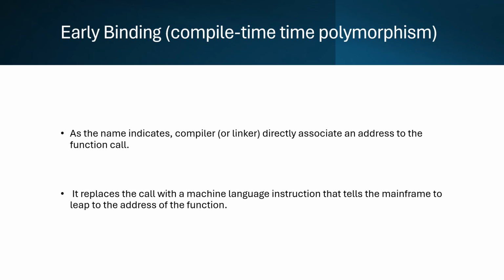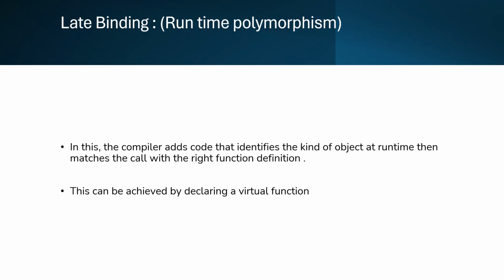As the name indicates, the compiler directly associates an address to the function call. At compile time itself, if we call the function, the address is associated to it. It replaces the call with the machine language instruction that tells the processor to jump to the address of the function. Now late binding, runtime polymorphism. In this, the compiler adds code that identifies the kind of object at runtime, then matches the call with the right function definition. This can be done by declaring virtual functions.